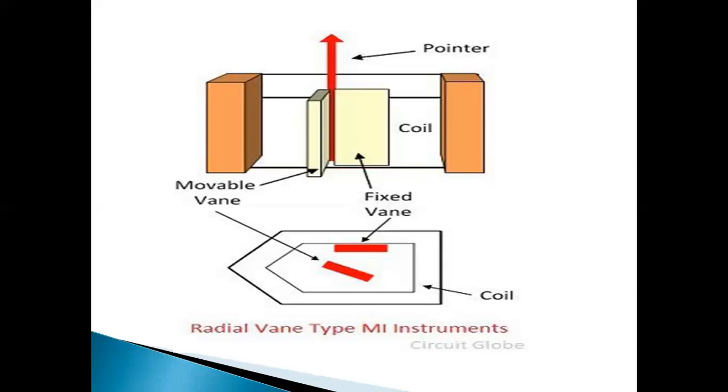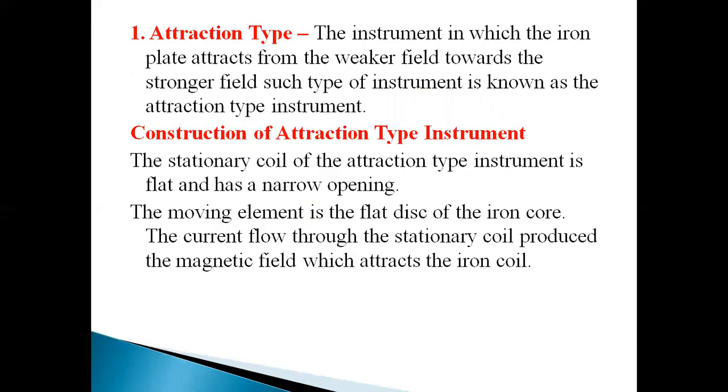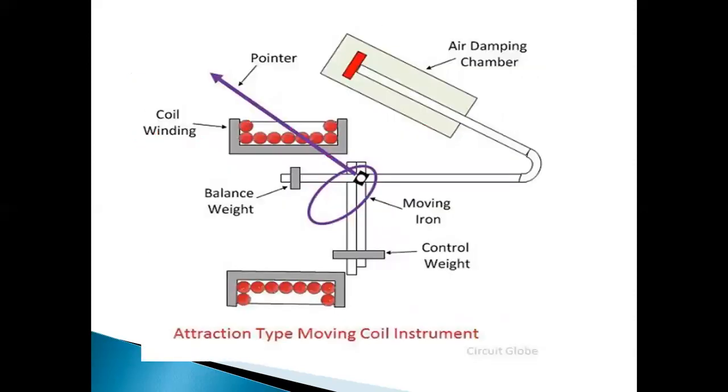So in the attraction type, when the instrument is connected in the circuit, that is the operating current which is going to flow through the coil. This current sets up a magnetic field in the coil. In other words, the coil behaves like a magnet and therefore it attracts the soft iron piece towards it.